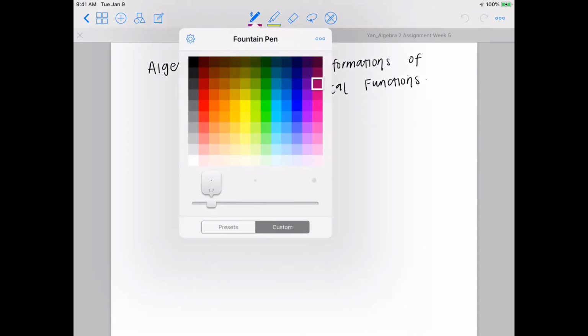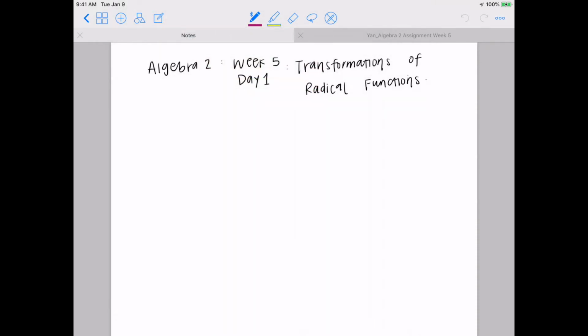Okay, so those of you who have already picked up the packet, you would notice that your homework for Day 1, which is Monday, is page 2 for all. And if you are in honors, you also have to do page 3.